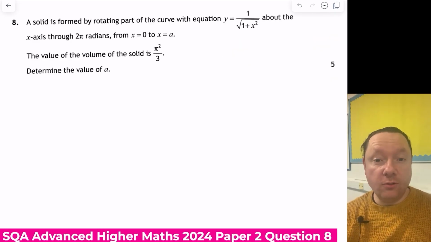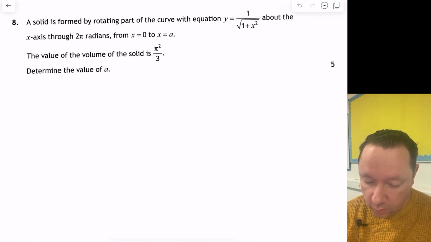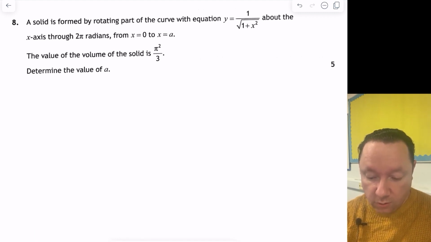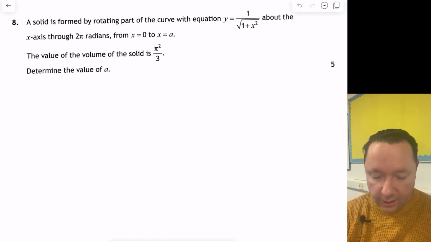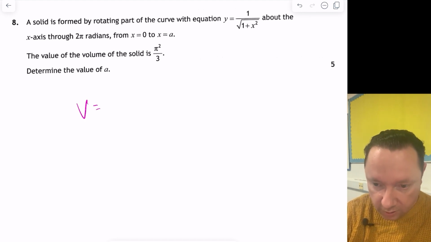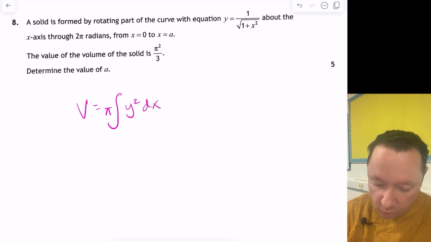Advanced Higher Maths 2024, Paper 2, Question 8. A solid is formed by rotating part of a curve with equation y equals 1 over the square root of 1 plus x squared about the x-axis through 2 pi radians from 0 to x equals a. And the value of the volume is pi squared over 3, find a. So the volume is V equals the integral of pi times y squared dx, and we have got between 0 and a. And that equals, just to remind us, pi squared over 3.